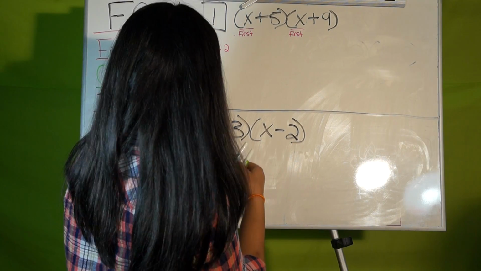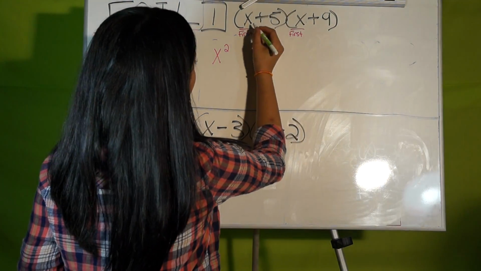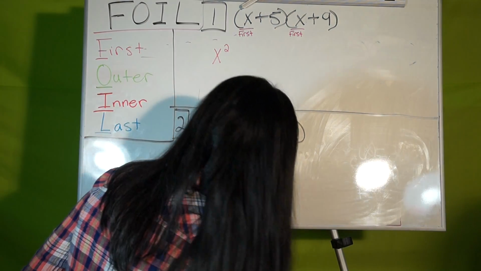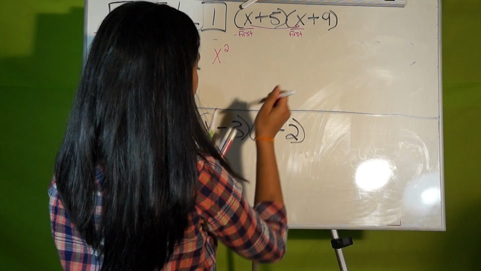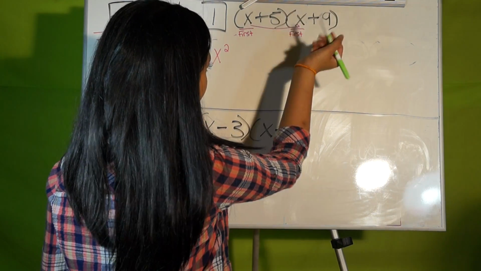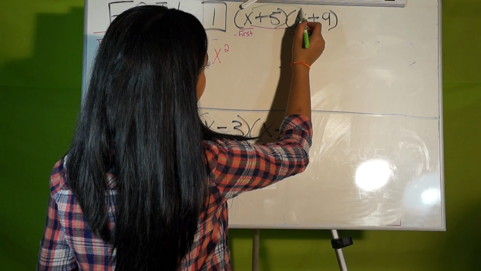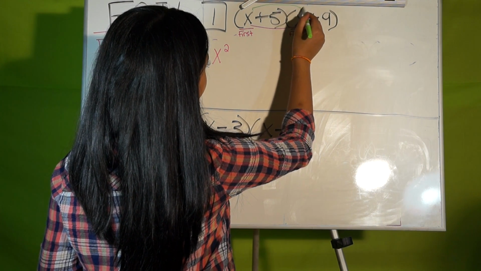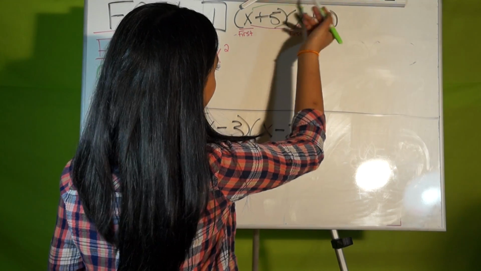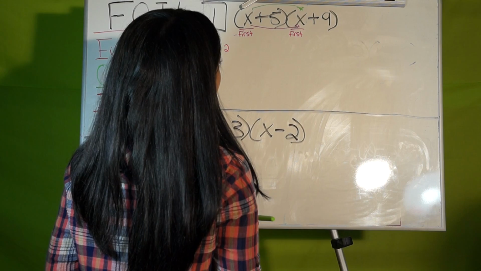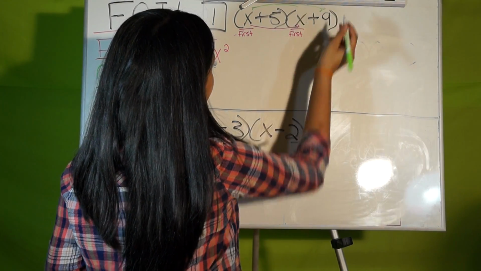When they say outer, they want you to get out of this. You went from your first to here, and now we're going to get out. So we're going to multiply x times this x over here. Actually, x times 9.